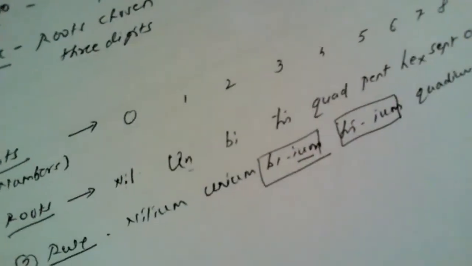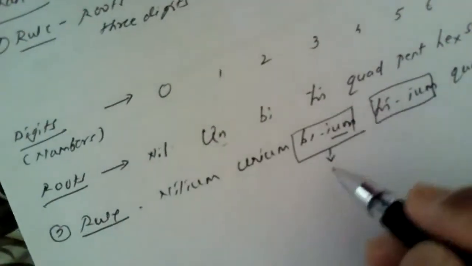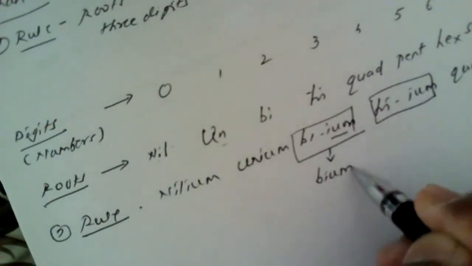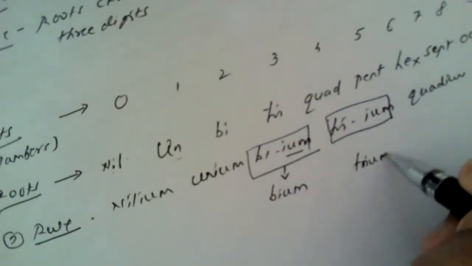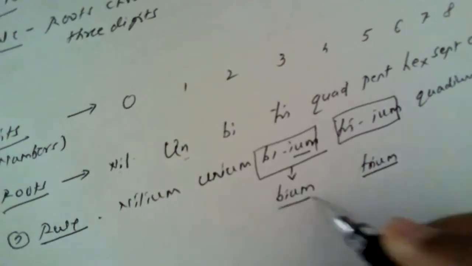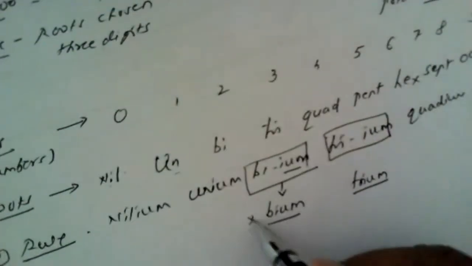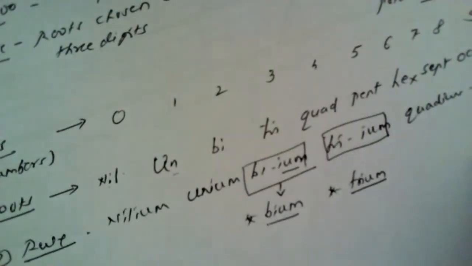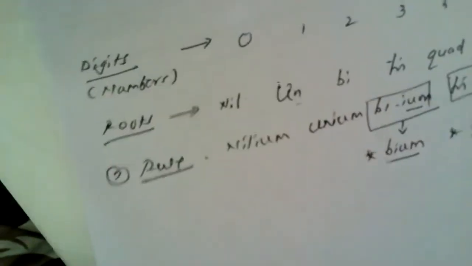In order to have a clear understanding, biium is later shortened to bium, and triium is shortened to trium. So trium, bium, and here nnil becomes nil. So these are certain changes that were made while naming the elements. You will come across how this naming is simple and how the symbols behave.